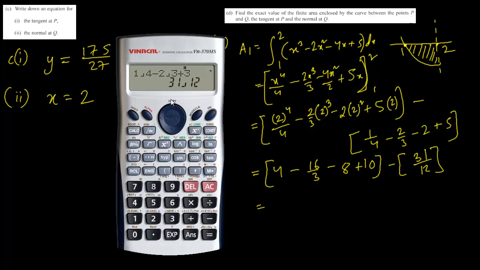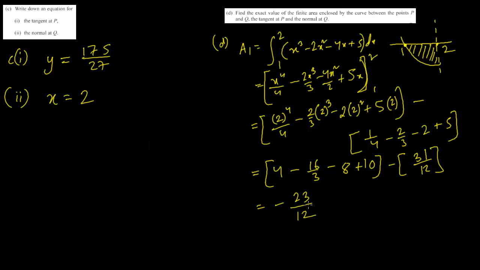So let's do the calculation finally now. So 4 minus 16 by 3, and 10 minus 8 is plus 2. So we get this value minus 31 by 12, and we get minus 23 by 12. Now the answer is negative, and that is alright because the negative sign indicates that the region we are finding is below the x-axis. Therefore, area 1 is going to be 23 by 12. That's all that we have to do.